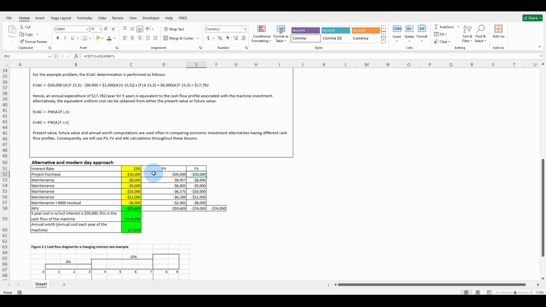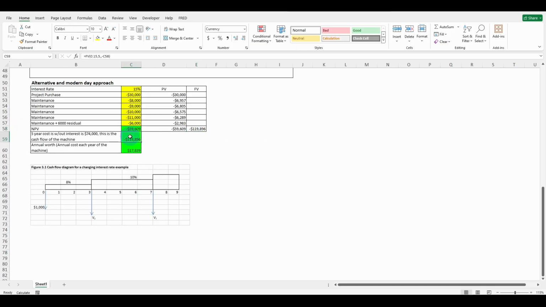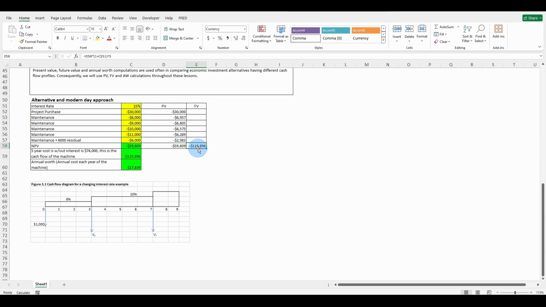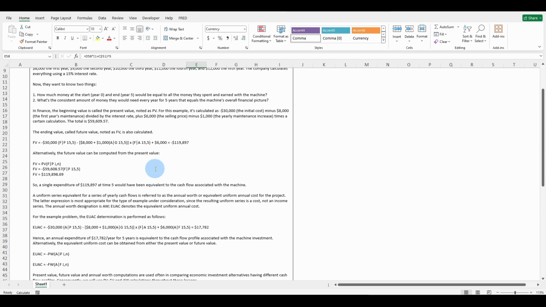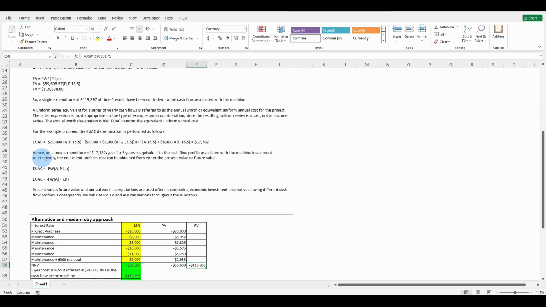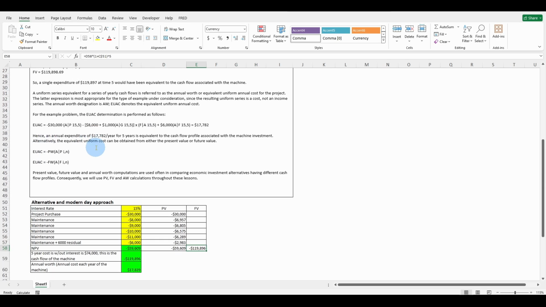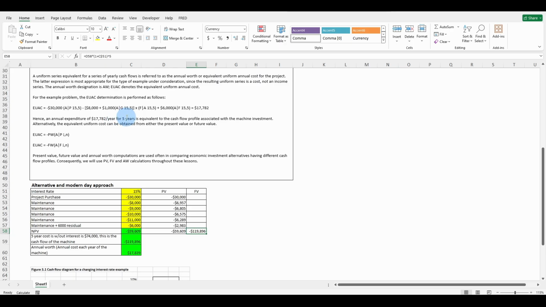Well, wait a second. Again, if we want to know this number here, we have this future value. We're going to take the present value, use this 15%, so we'll take D58 times 1 plus 0.15, and we're going to get 119,896. So the first question is, how much money at the start and end would be equal to all the money? Here's an annual expenditure of 17,782 for 5 years, which is equivalent to the cash flow profile associated with the machine investment.